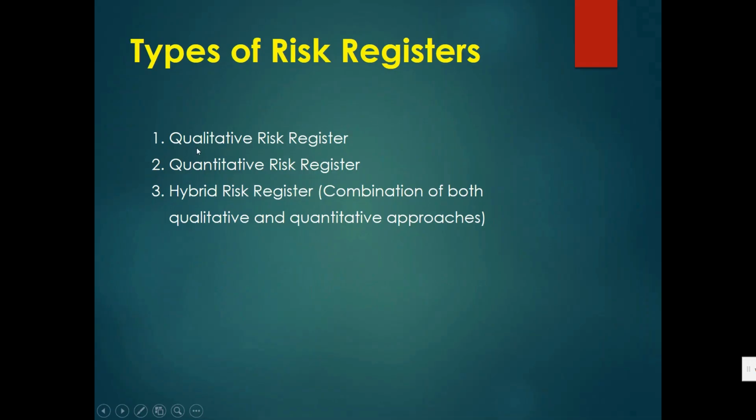Next, we have the types of risk register. First one is the qualitative risk register. A qualitative risk register is based on subjective assessment. Second, we have the quantitative risk register, which is based on numerical data and mathematical models to assess the risk. Third, we have the hybrid risk register, which is a combination of both qualitative and quantitative approaches.